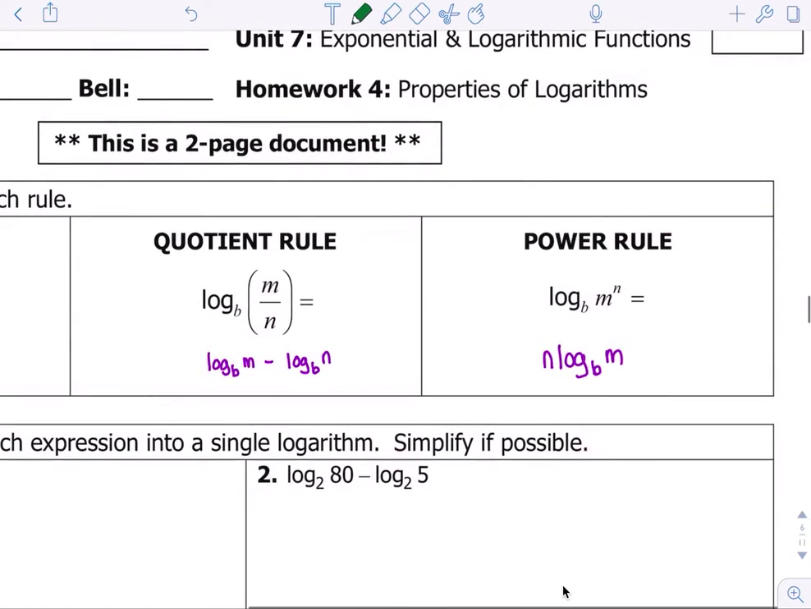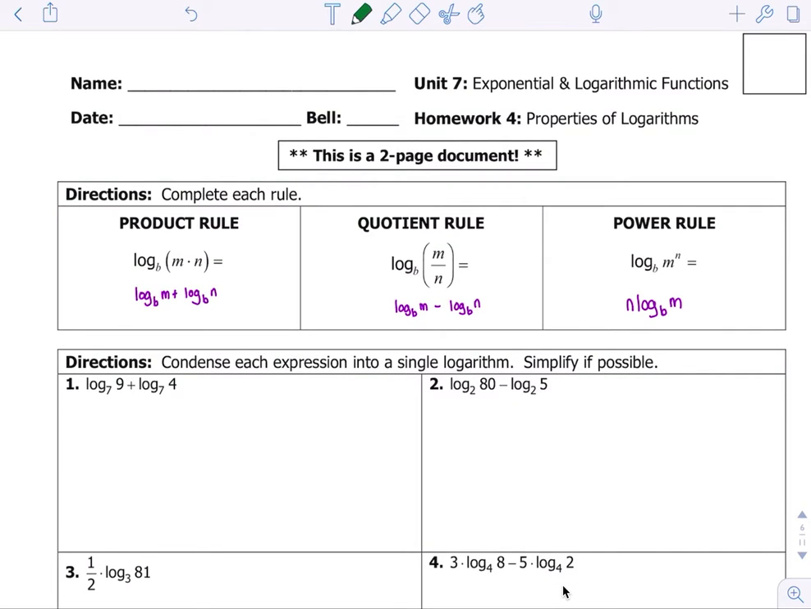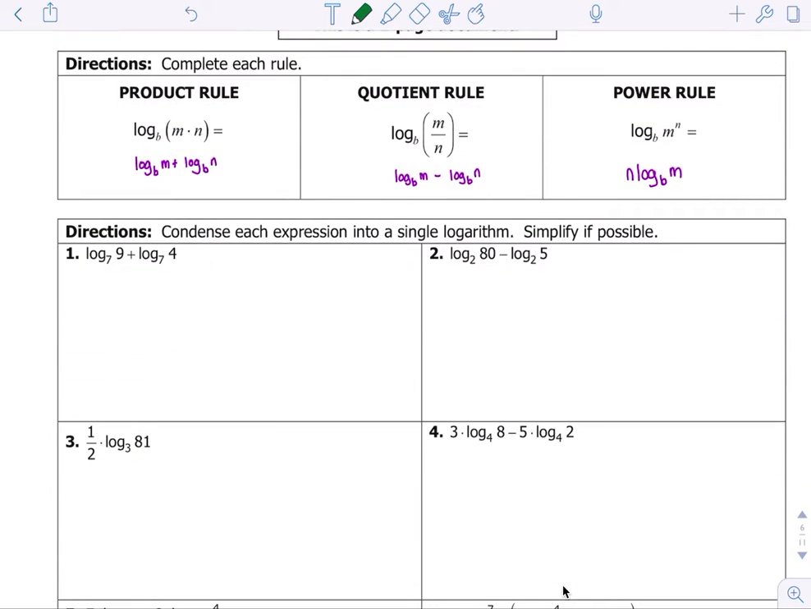So in this homework, you are going to use a lot of these rules to either expand or to condense. All right, so let's look at number 1.